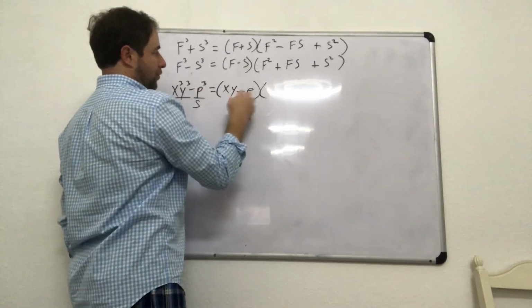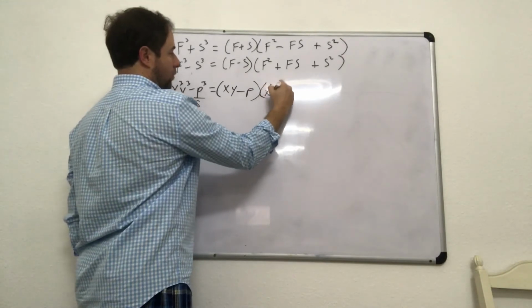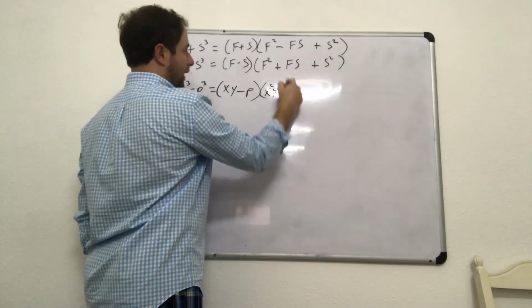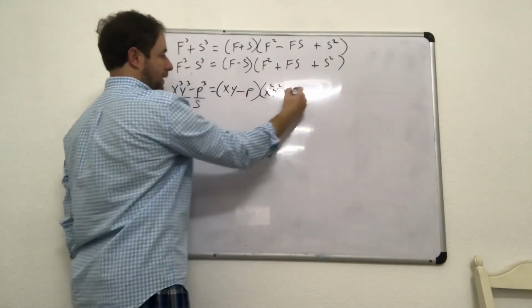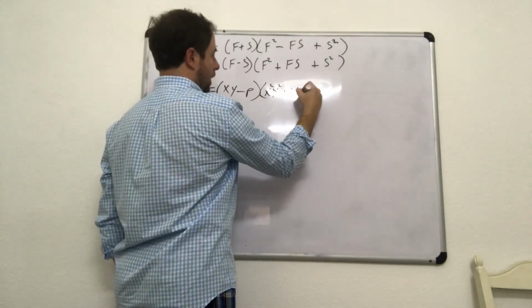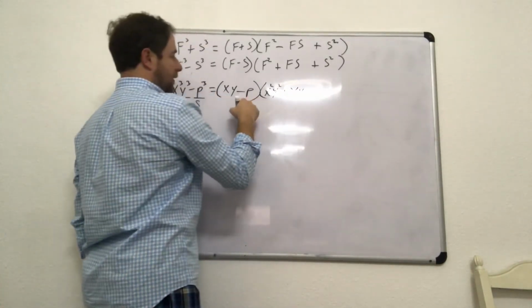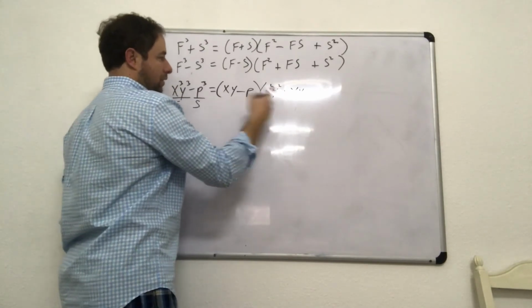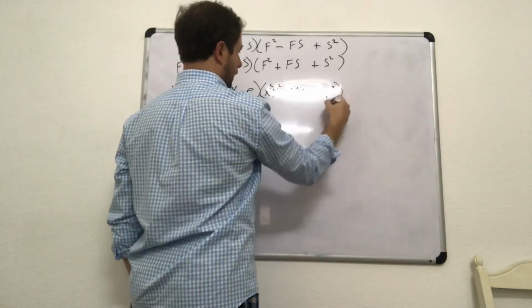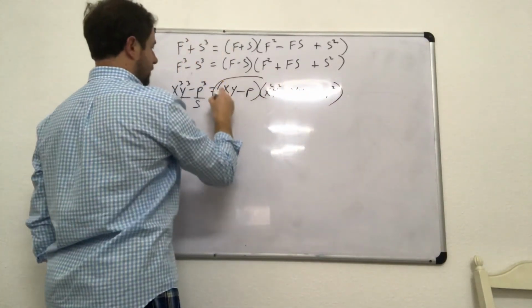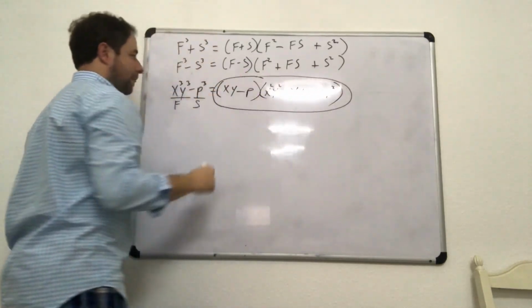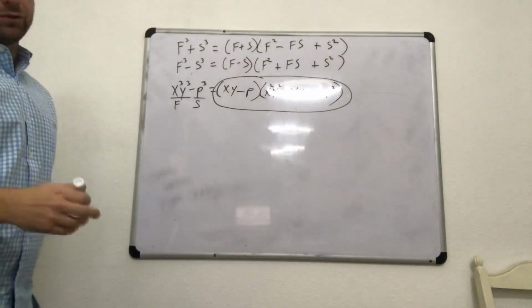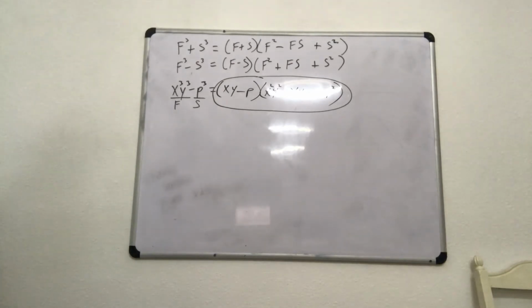F squared, the first number squared, is going to be x squared, y squared. Plus FS, the two just multiplied together, will be x, y, p. And then S squared is going to be p squared. This is literally our answer. Really wasn't too difficult, you just have to pay attention.